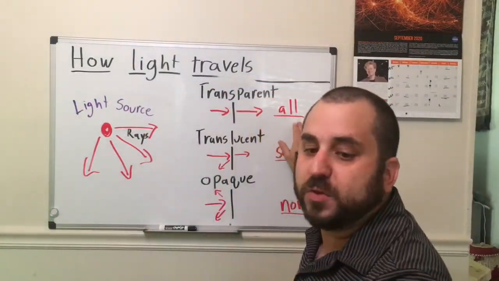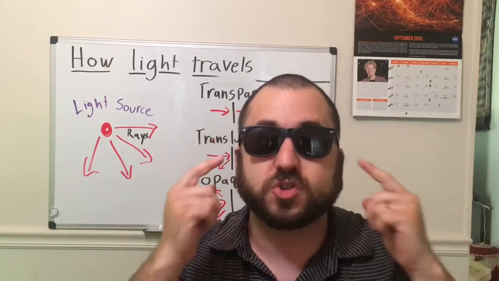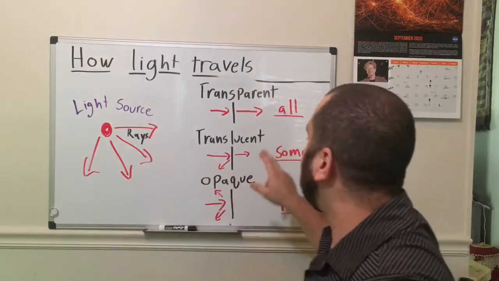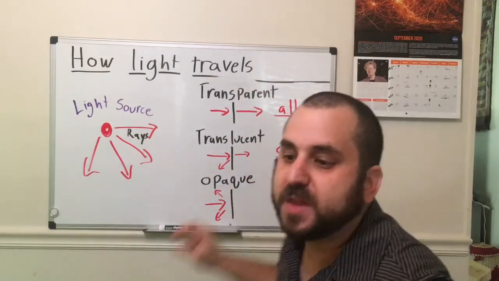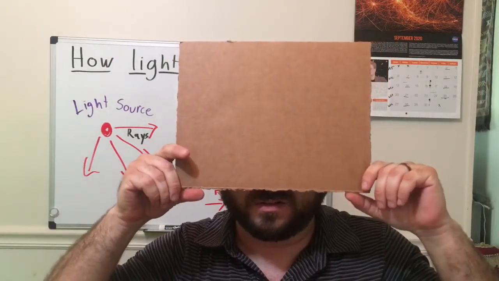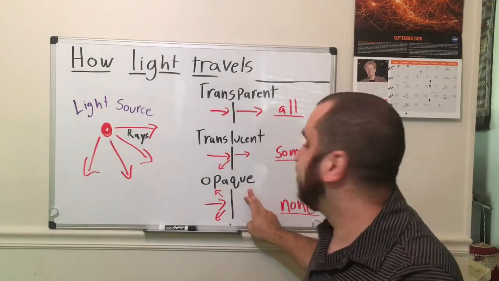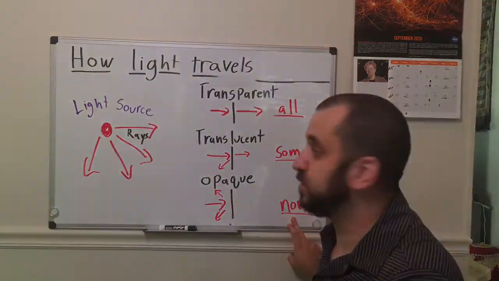They let all the light through. If I have darker lenses, these are translucent because they only let some of the light through. And if I have something totally blocking light, then that is opaque. None of that light is getting through.